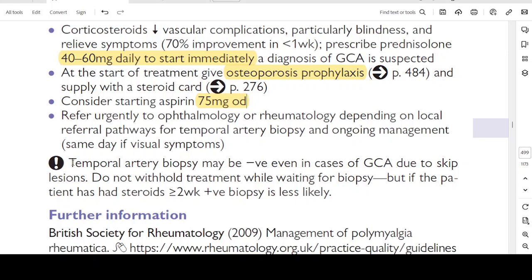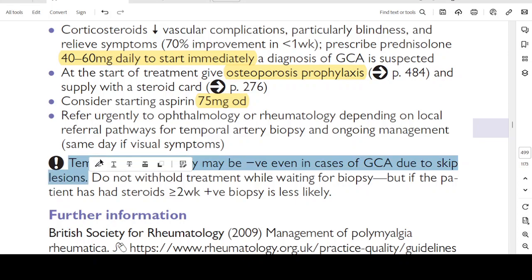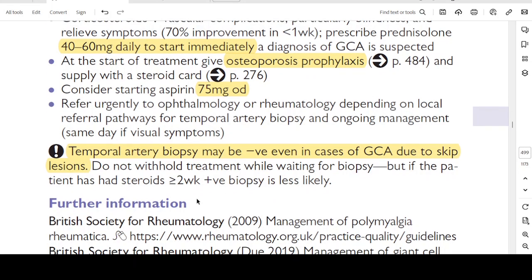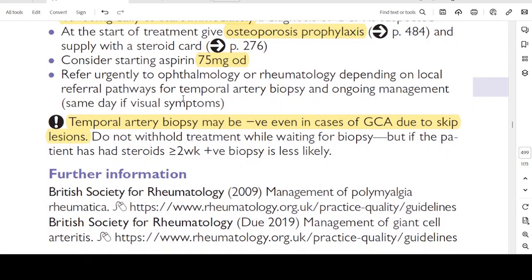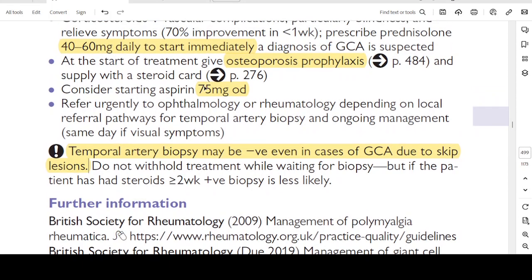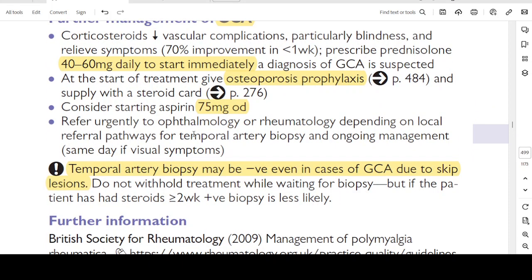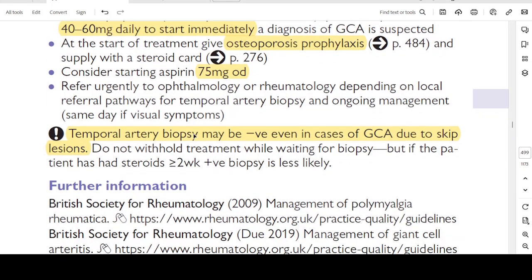Temporal artery biopsy may be negative in cases of GCA due to skip lesions. Do not withhold treatment while awaiting biopsy, but if the patient has had steroids for more than 2 weeks, then a positive biopsy is less likely. So usually whenever you have visual symptoms, you need to send for temporal artery biopsy on the same day, and do not withhold treatment for biopsy results. Just start the treatment if you suspect temporal arteritis.